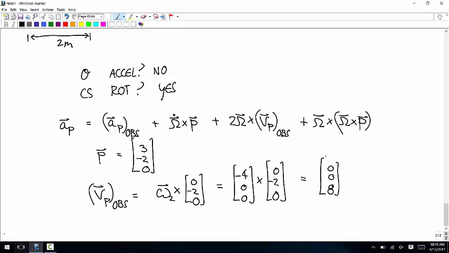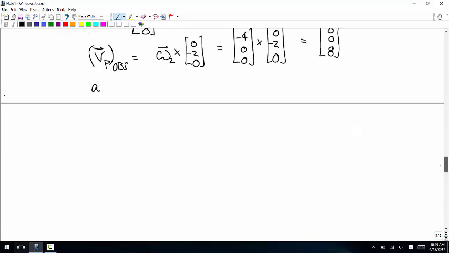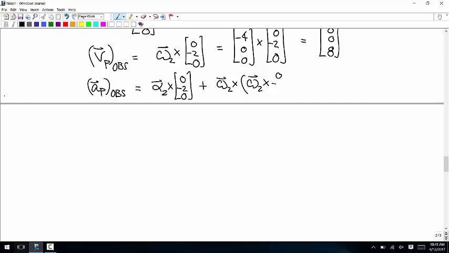And then the acceleration of P that's observed is alpha 2 cross 0, negative 2, 0, plus omega 2 cross quantity omega 2 cross 0, negative 2, 0. I think I'll stop there. We can finish this on Friday.